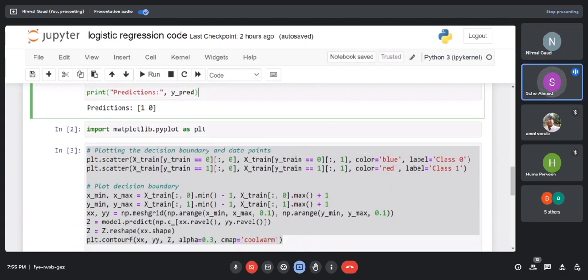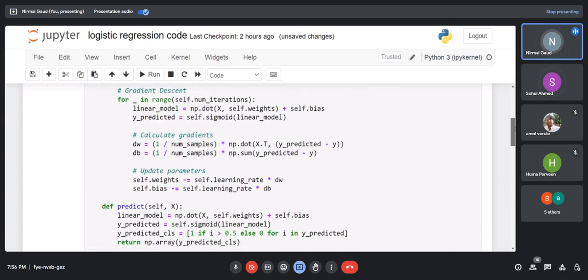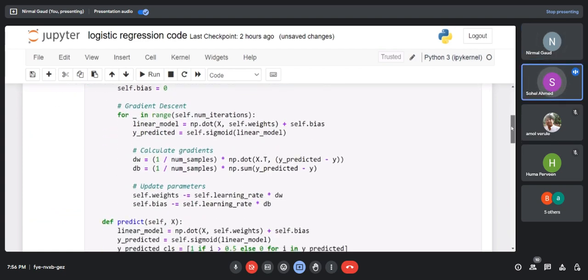Sir, would you show only the logistic regression code, or any other machine learning code so we can be sure about how it works? Yes, that's how it works. I showed you how logistic regression works.